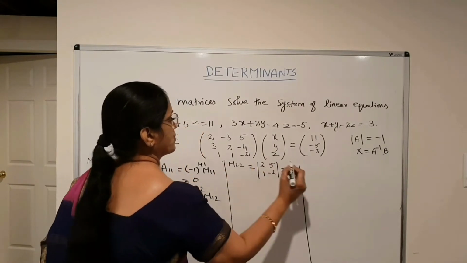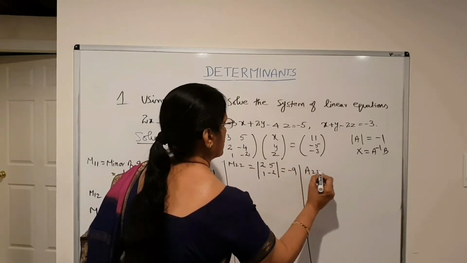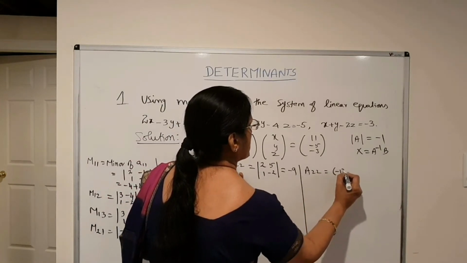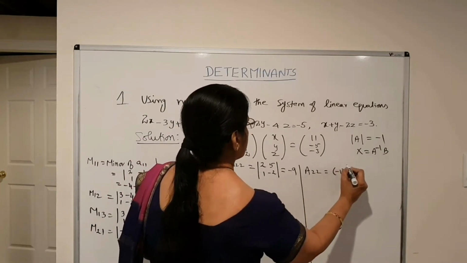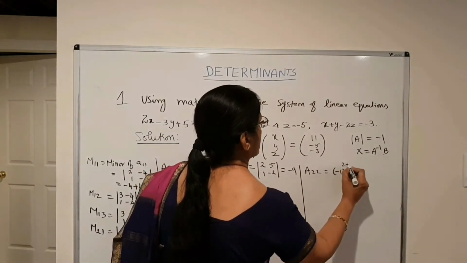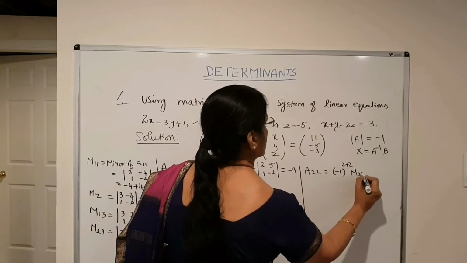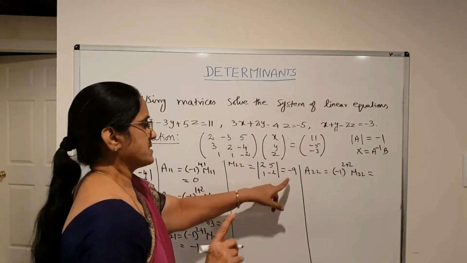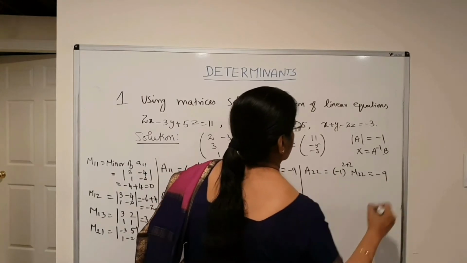Next, the corresponding cofactor will be A22. So this will be minus 1 to the power, i is 2, j is 2, so 2 plus 2, into M22. This value is 1 and M22 I got as minus 9. So this will be minus 9.